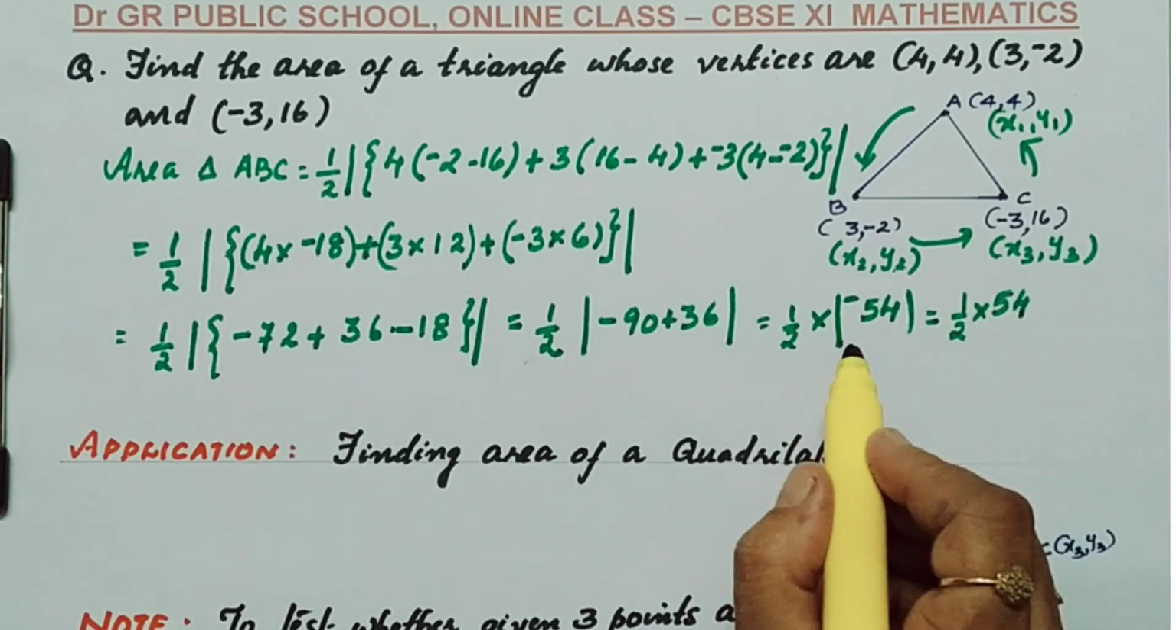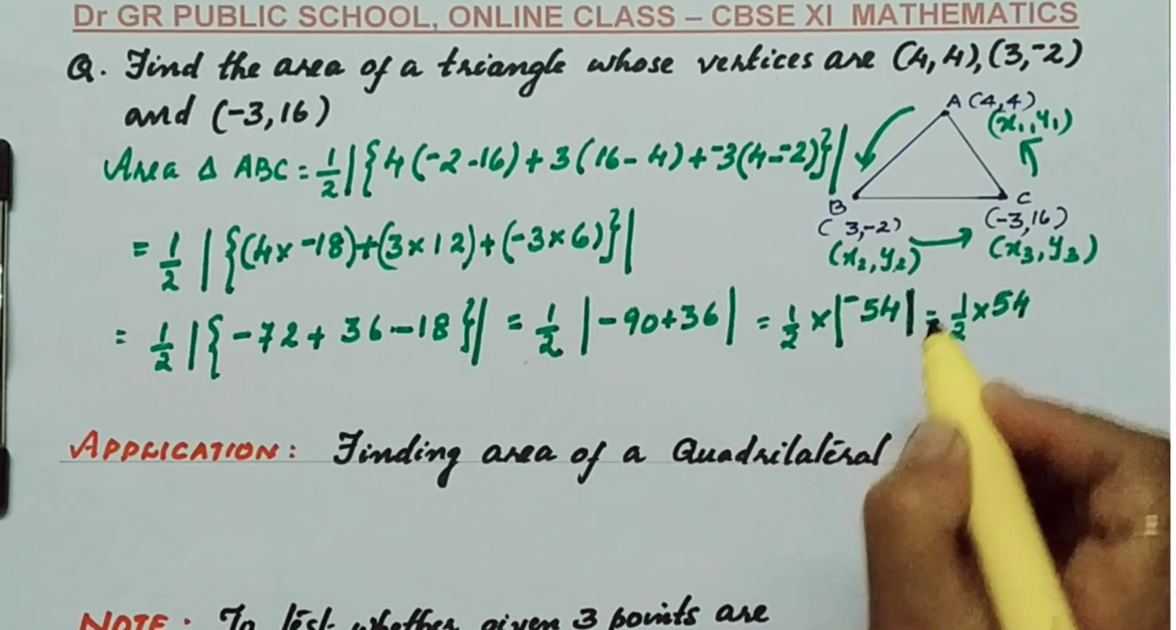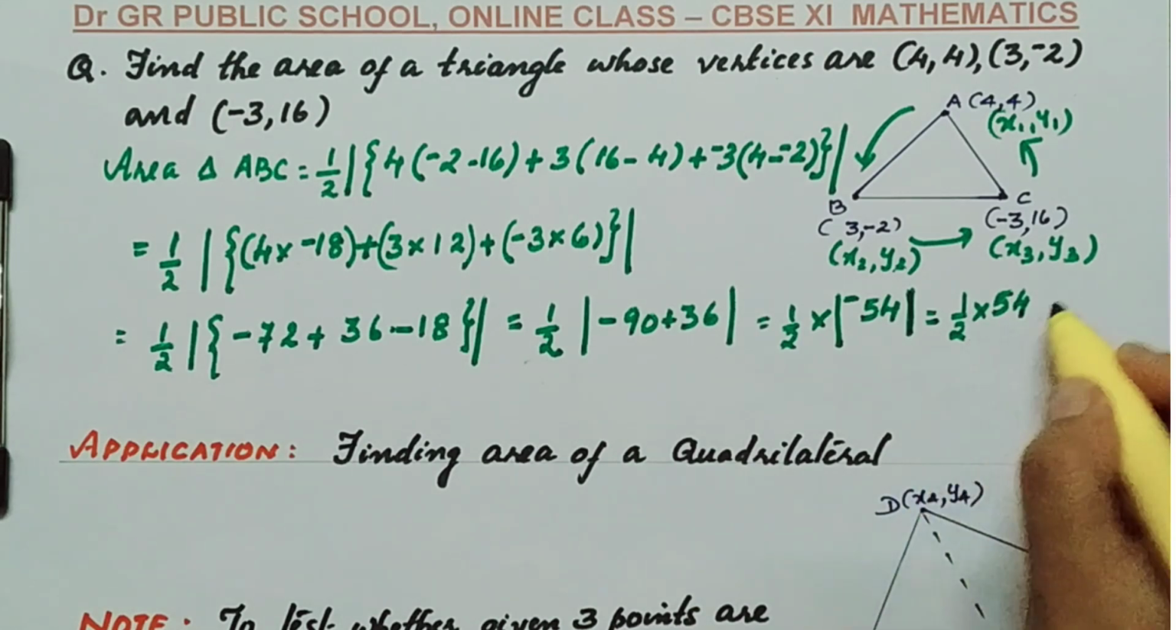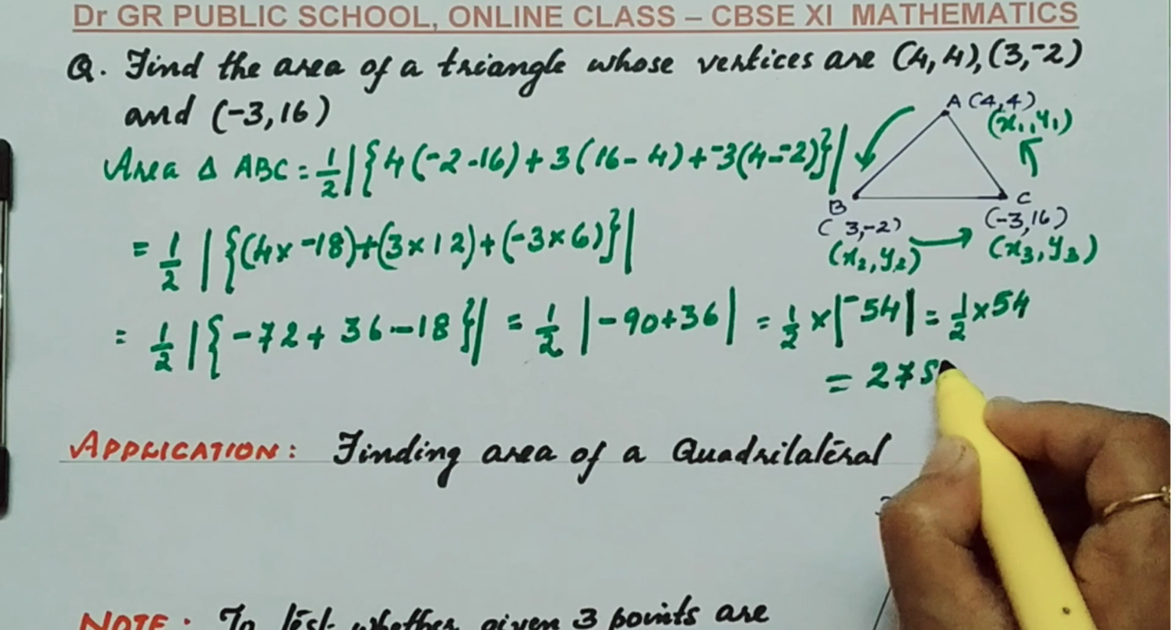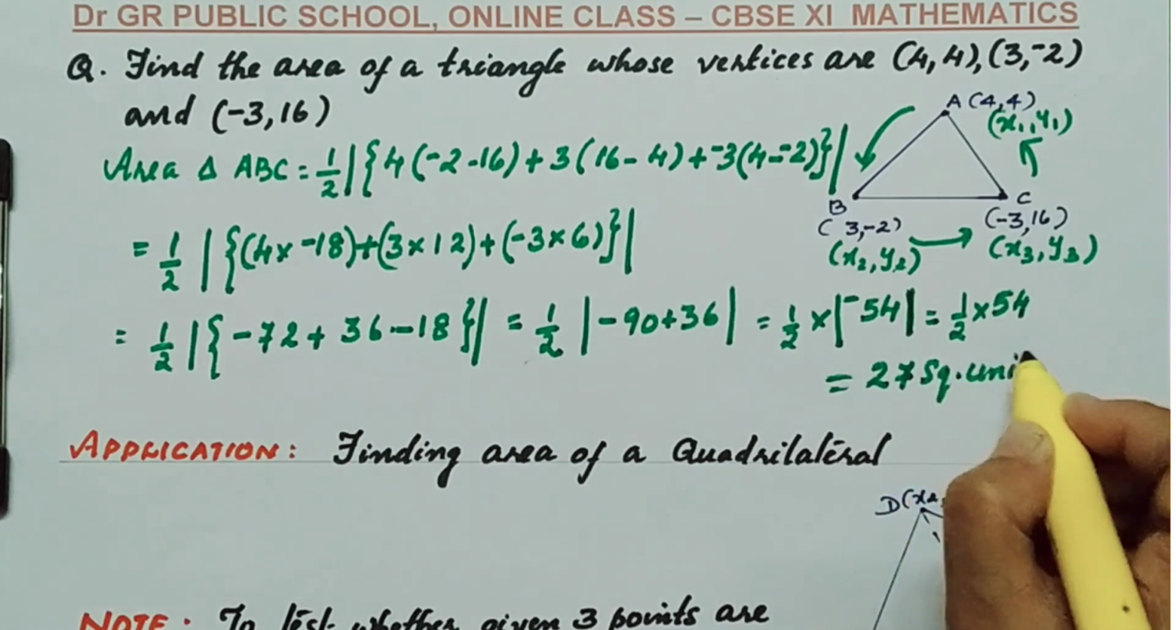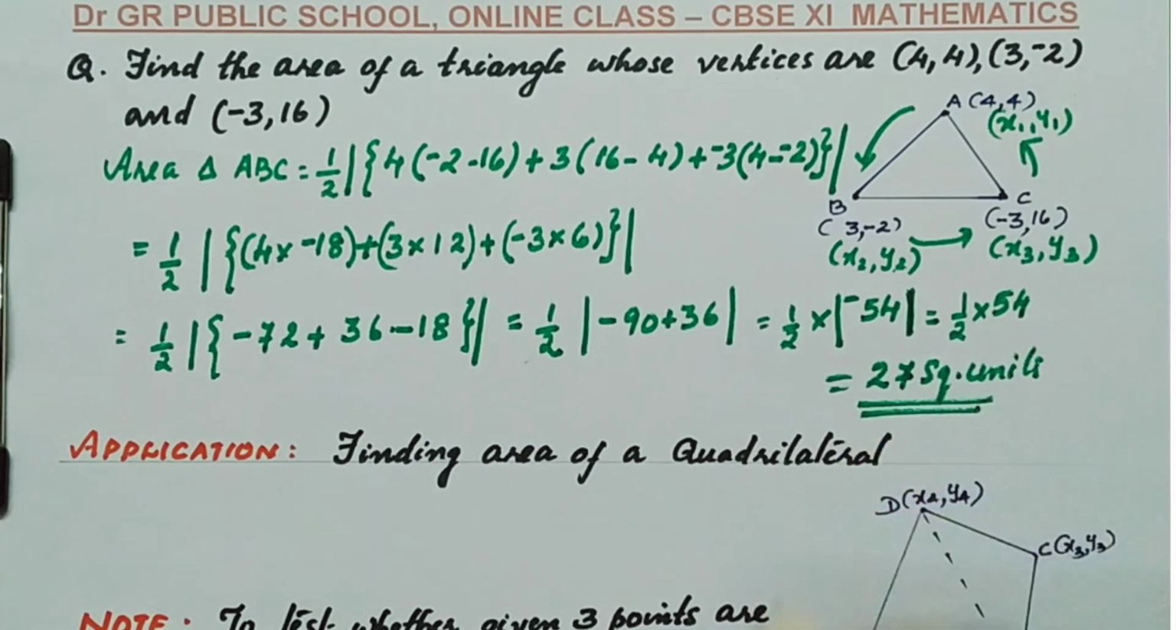Why? Because area never becomes negative. That is why we put the modulus symbol. Half into 54 equals 27. The unit of area is square unit. So the answer is area equals 27 square units.